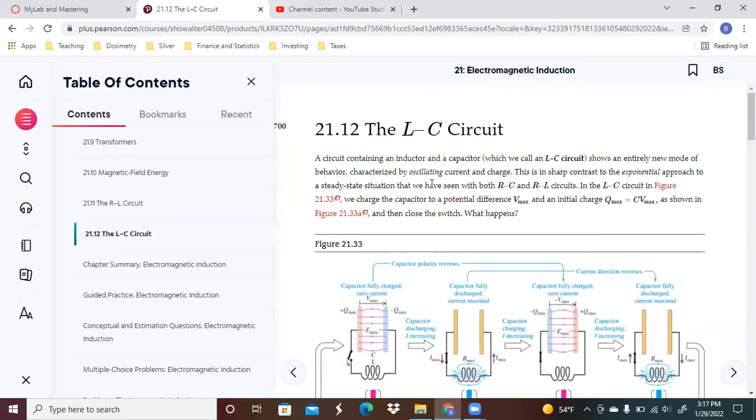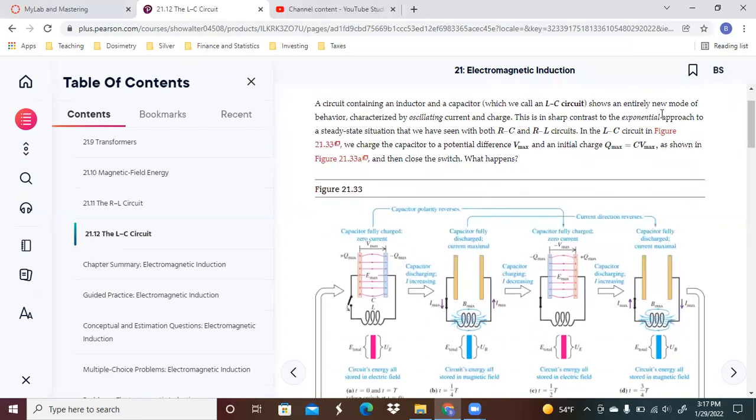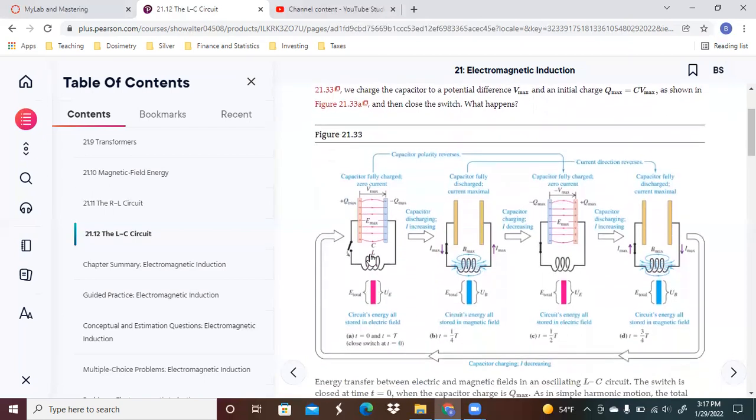A circuit containing an inductor and a capacitor, which we call an LC circuit, shows an entirely new mode of behavior. So in other words, rather than have the resistor in there, you've got a capacitor. It's characterized by oscillating current and charge. This is in sharp contrast to the exponential approach to a steady state that we see with the RC and the RL circuits. In the LC circuit, we charge the capacitor to a potential difference, any initial charge of this is shown here, and then close the switch.